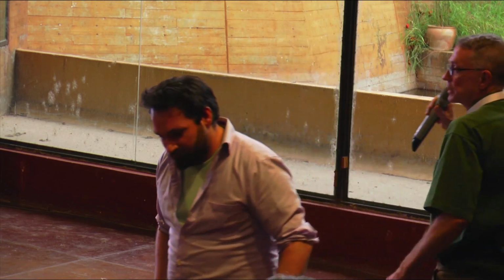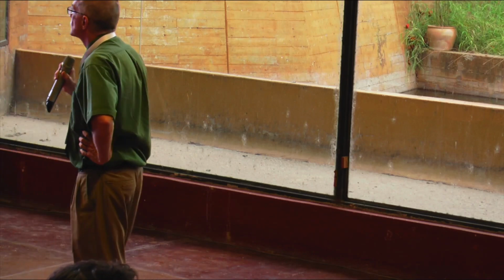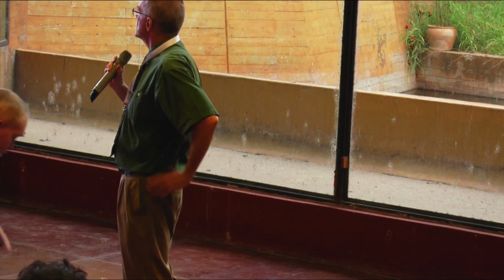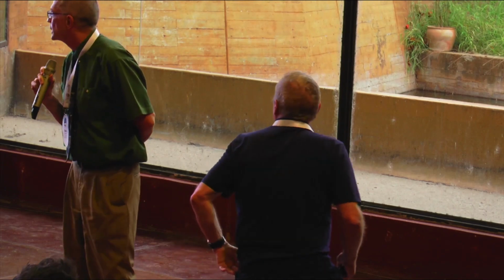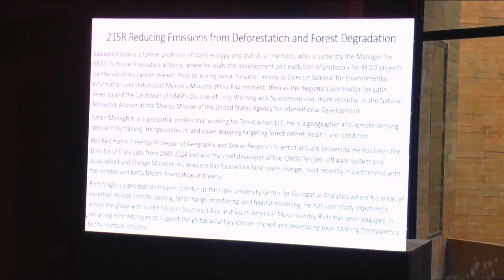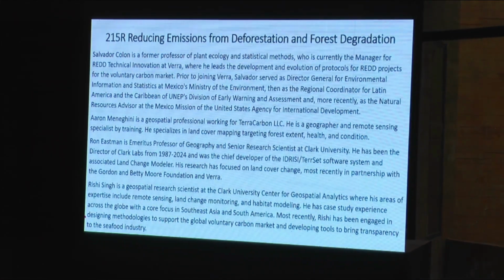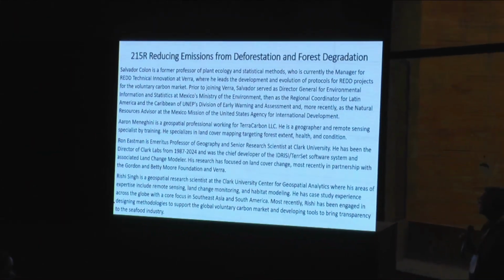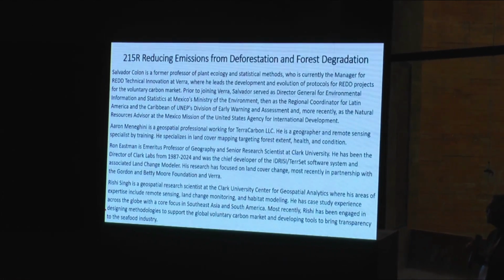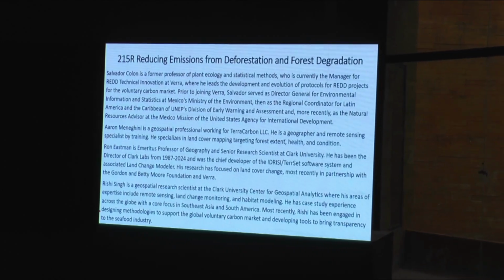Very good. Thank you, Aaron. Ron Eastman is our next presenter. Ron is Emeritus Professor of Geography and Senior Research Scientist at Clark University. He's been Director of Clark Labs from 1987 till now, continuing, and Chief Developer of the TerrSet system that has its associated Land Change Modeler. His research is focused on land cover change, most recently in partnership with the Gordon and Betty Moore Foundation and Verra. Professor Eastman, thank you.